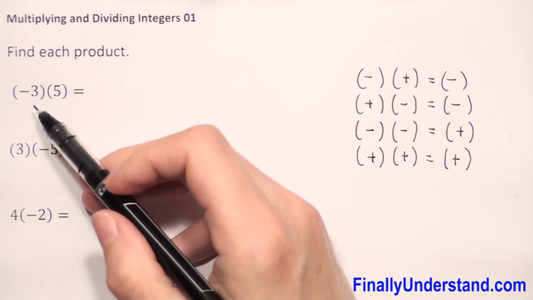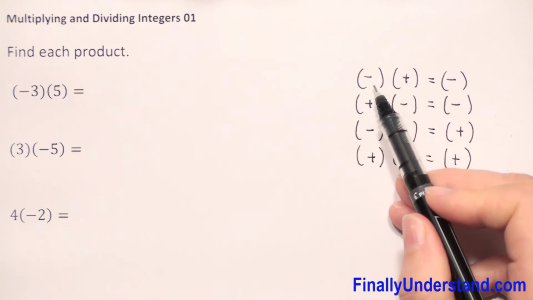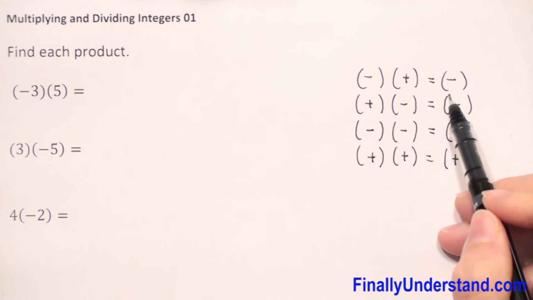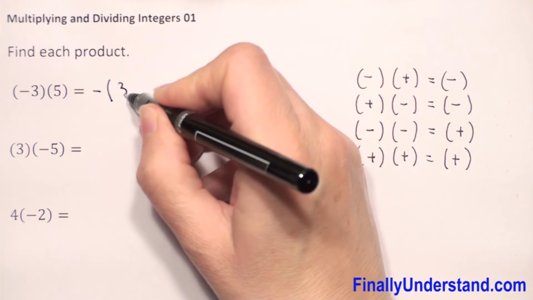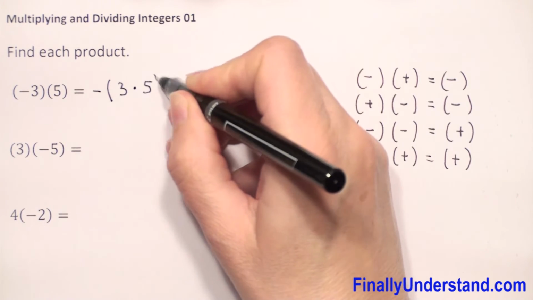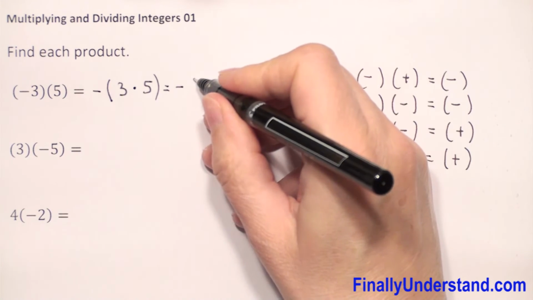So let's see what we have here. We have negative times positive. So when it's negative times positive, the sign will be negative. And we have to just multiply 3 times 5. So this is equal, negative sign we rewrite, 3 times 5 is 15.